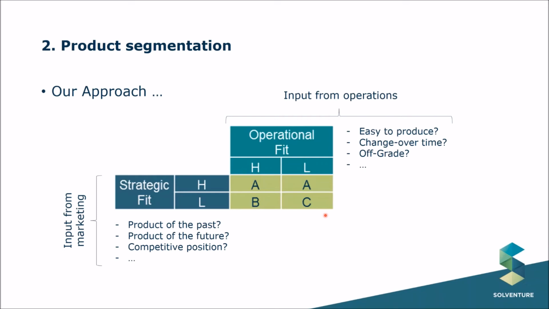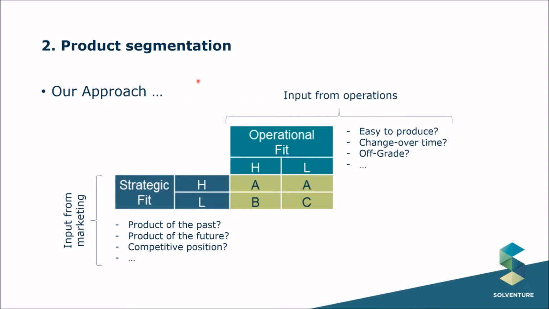So here you see that as we had for the customer 2 different axes, volume and margin, here we have what we call operational fit and strategic fit. Strategic fit can be high or low. Operational fit can be high or low. Strategic fit is an input from marketing. Is it a product of the past or a product of the future? Is it a product we want to be known in the market, or is there a high competition for that specific product? So does it make sense strategically? Yes or no? Is my strategic fit high or low?